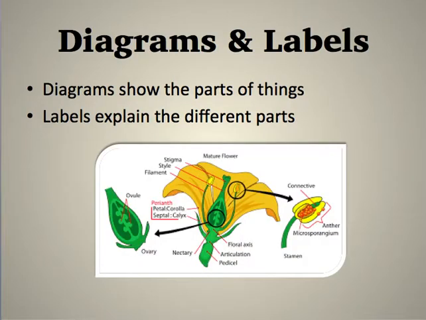Then we have diagrams and labels. Diagrams show the parts of things, and labels explain the different parts of a diagram. This helps us to really understand the facts and information that are being presented to us.